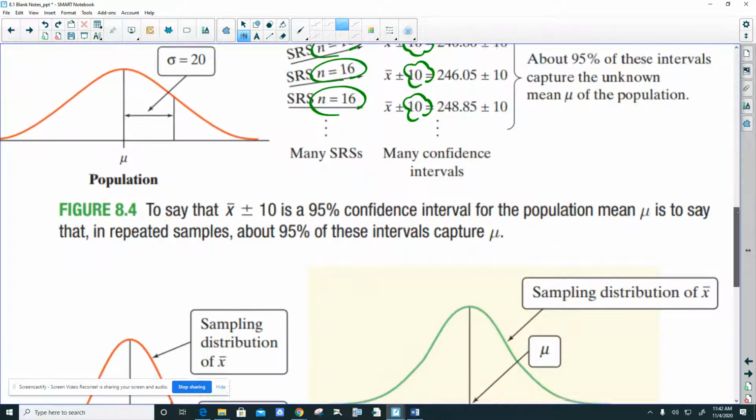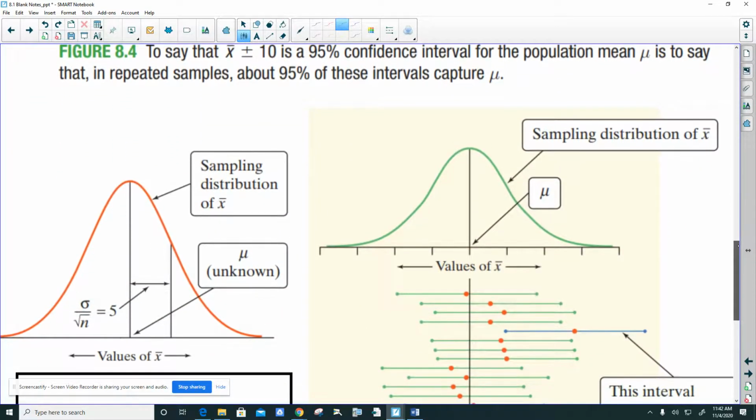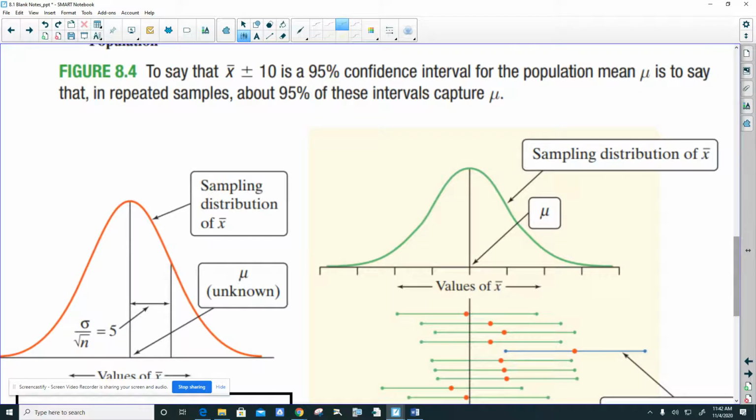Now, what we're going to be focusing on is every time we draw out a sample, we could get a slightly different mean because samples vary from one to the next. We're just collecting these randomly here.